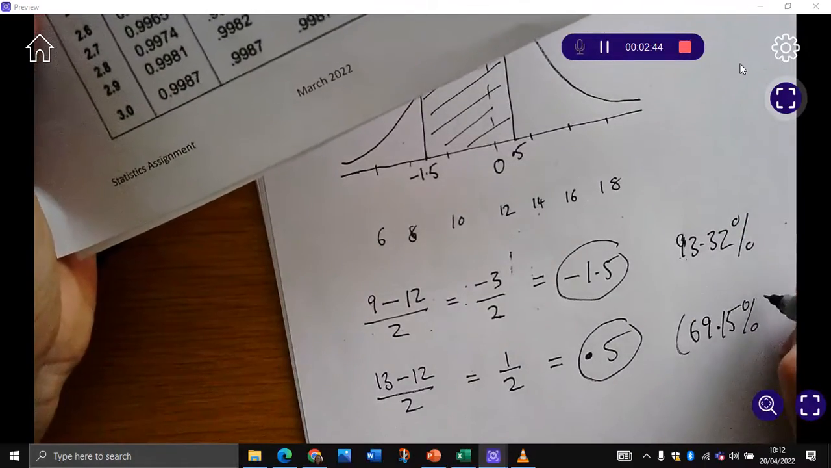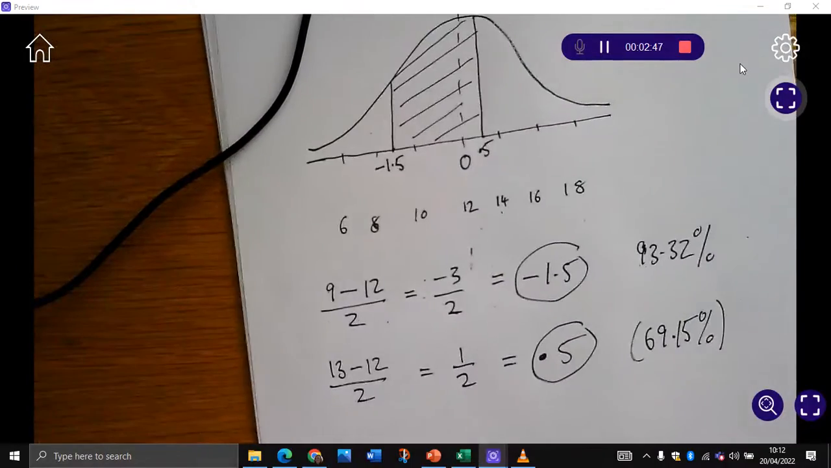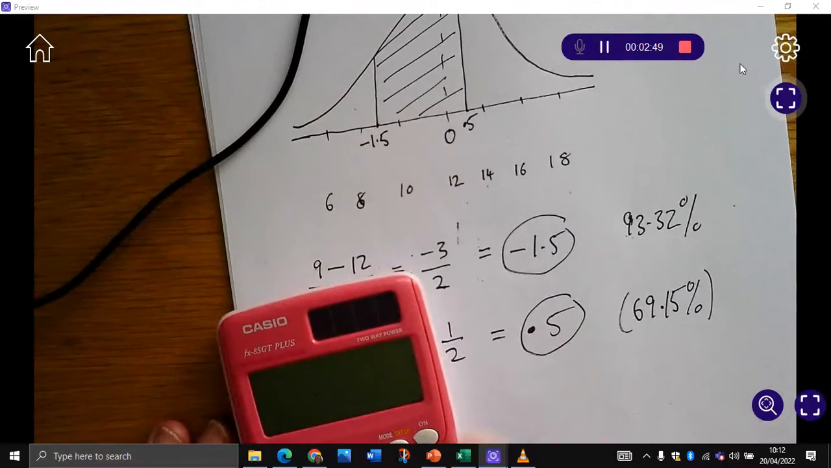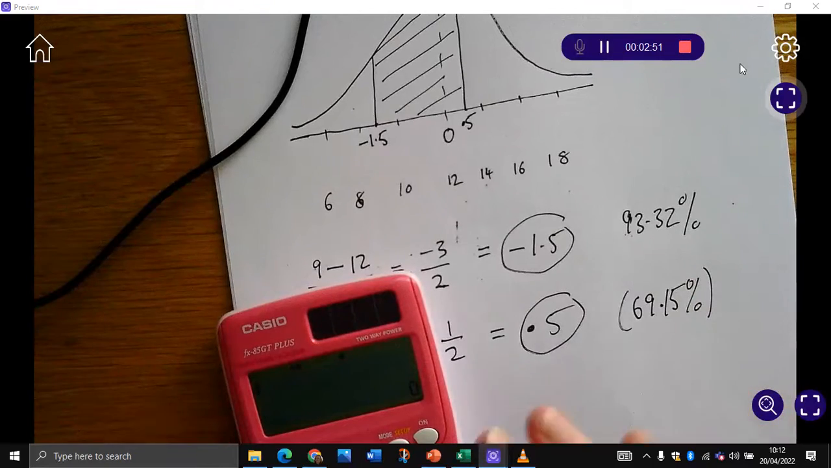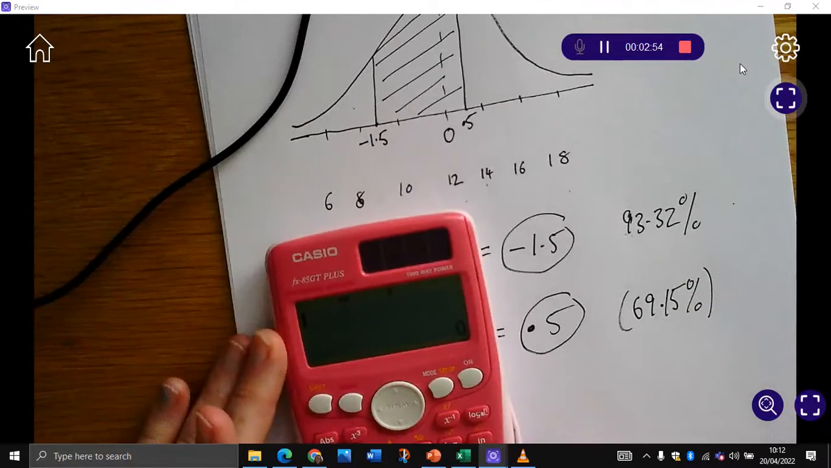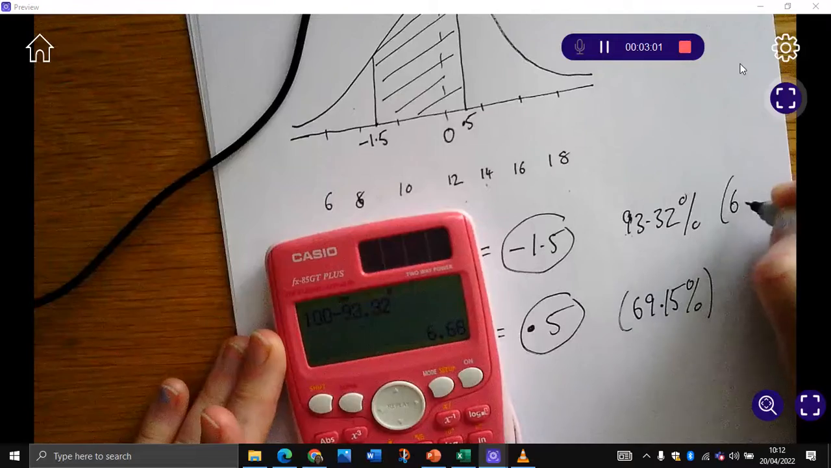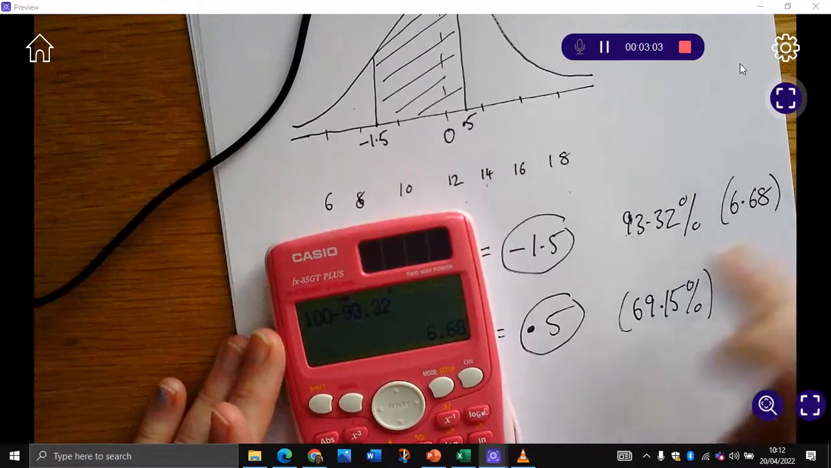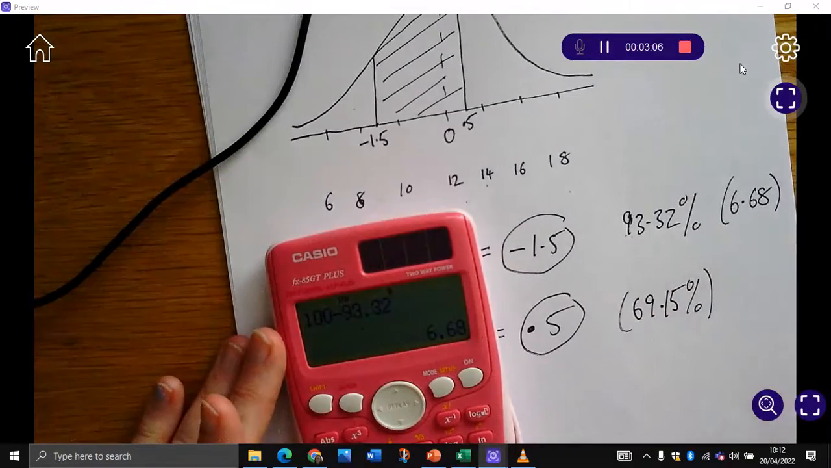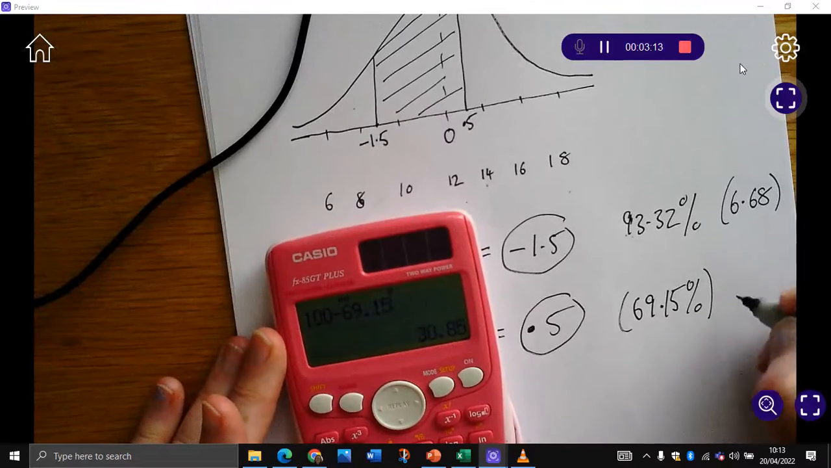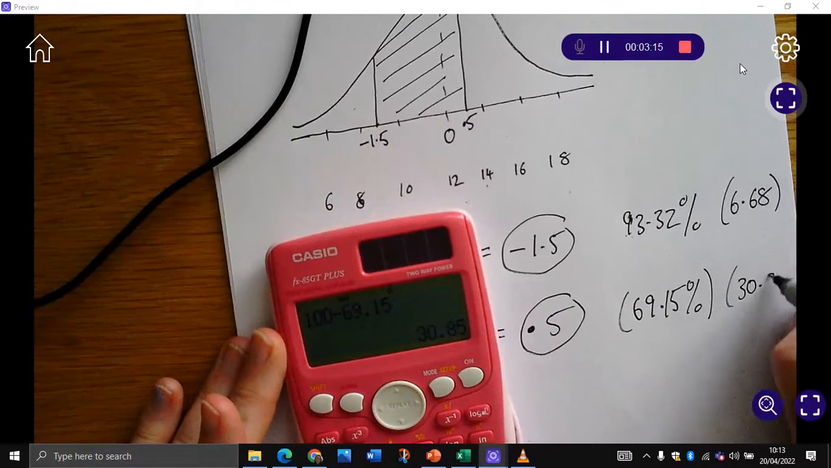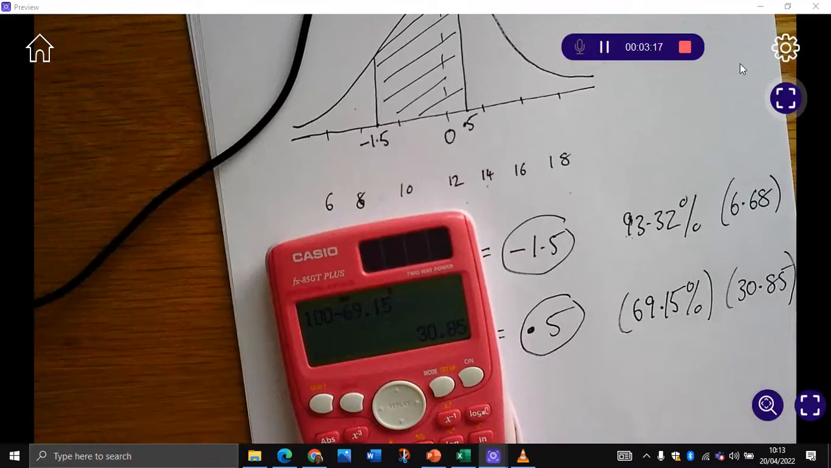Now, another thing you could do as a matter of fact is subtract each of those from 100 to get what the breakdown is. That could be a method. So 100 minus 93.32. So I'm just going to put that there, 6.68. So that's the division of the 100. And then 100 minus 69.15. I'm going to put 30.85. So we have to put our jigsaw puzzle together.